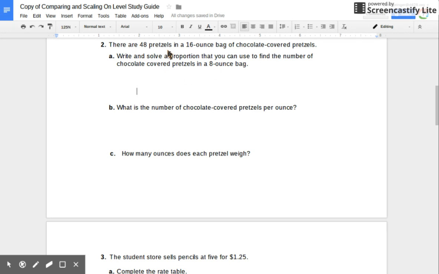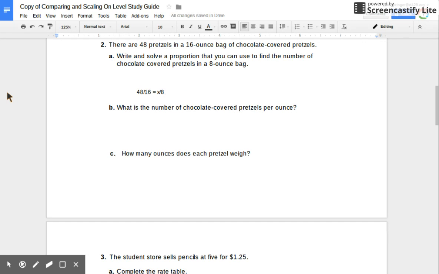So let's set up a proportion of pretzels to ounces. So we have 48 pretzels. That's going to be our unit on the top, pretzels, and our unit on the bottom is going to be ounces. So we have 16 ounces. Now we're trying to find how many pretzels we can get in an 8-ounce bag. So because our pretzels unit is on the top, we are looking for the amount of pretzels, and we're dealing with an 8-ounce bag. So that's going to be our unit on the bottom, ounces, and our unit on the top, pretzels.